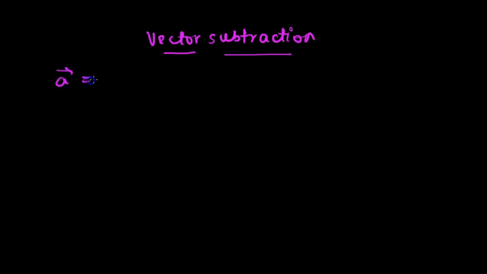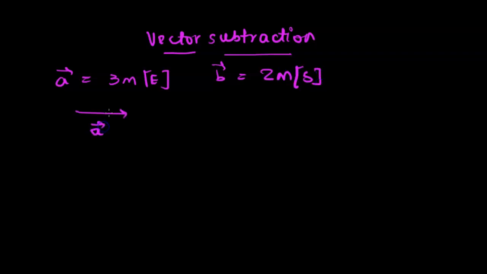Let's go over vector subtraction now. The math part of vector subtraction or addition using the triangle law or parallelogram law stays the same. Only the way of drawing is different. So if we have vector A equal to 3 meters east and vector B equal to 2 meters south, we know vector A is drawn like this, vector B is going to look like this, and if we have to subtract them, we have to take the negative of vector B, which will look like this, and we'll just add A and negative of B.